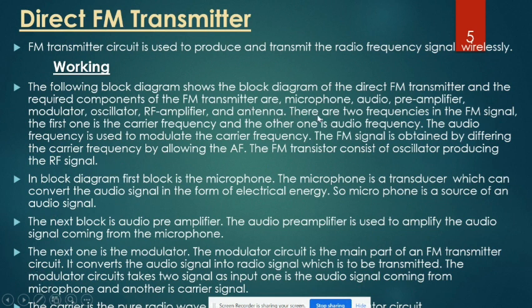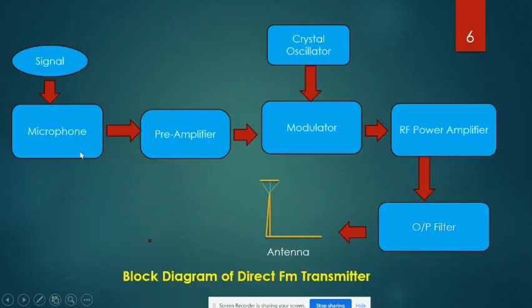Now we can see that there are two frequencies in the FM signal. The first one is a carrier frequency and the other one is an audio frequency. The audio frequency is used to modulate the carrier frequency. The FM signal is obtained by varying the carrier frequency. The FM transmitter consists of an oscillator producing an RF signal. Means in this block diagram we can see that in this modulator two signals are coming, one from the crystal oscillator and another from this preamplifier.